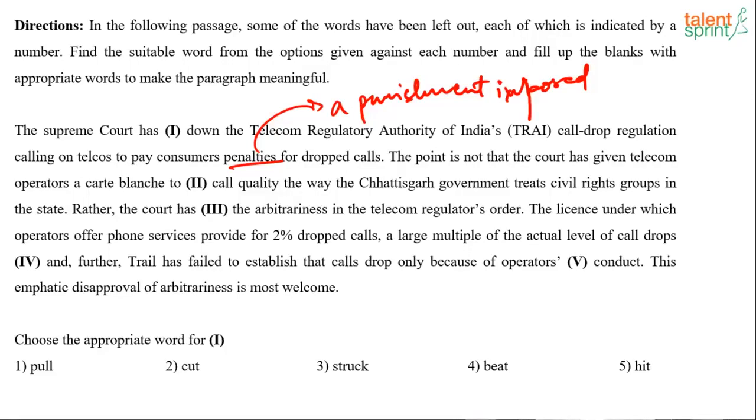So what should be the right answer? The Supreme Court has dashed down the Telecom Regulatory Authority of India's call drop regulation, calling on telcos to pay consumers penalties for dropped calls. It should be struck down. What is the meaning of the phrase struck down? If someone can tell me, it would be good. Moving on to the next line.